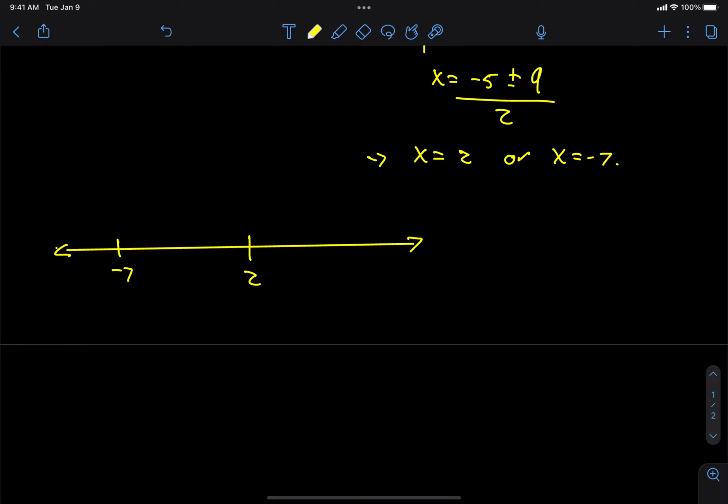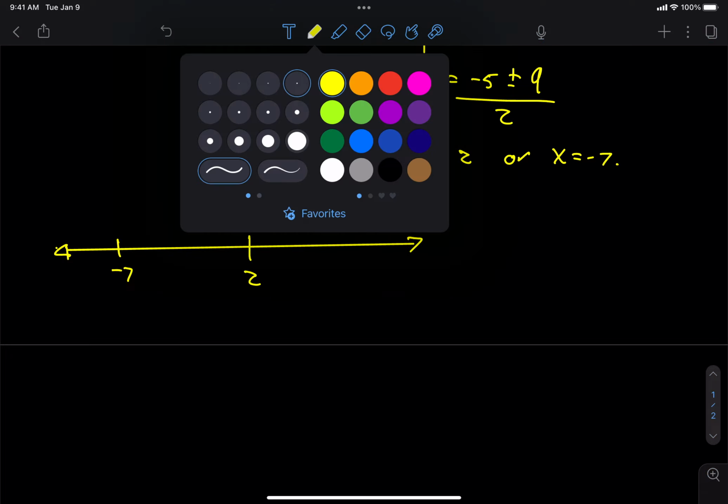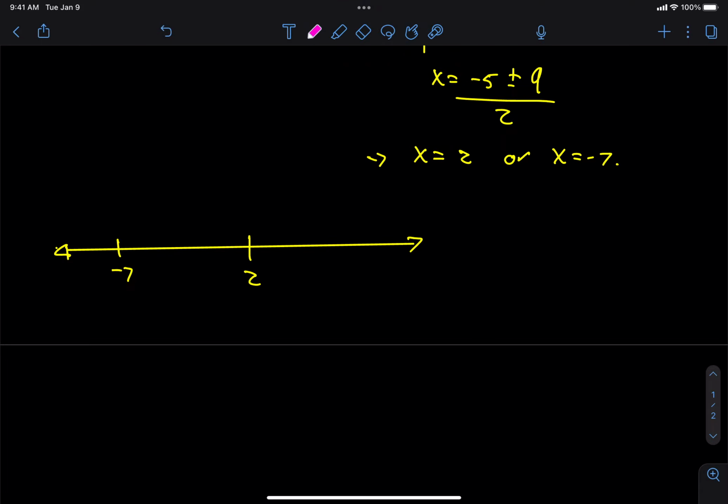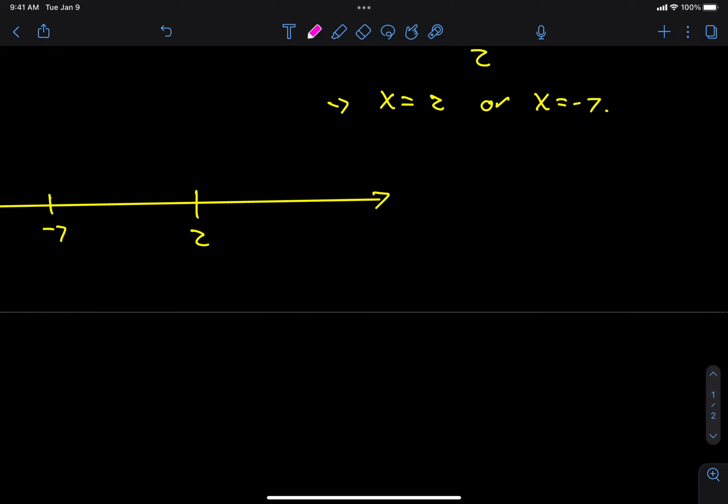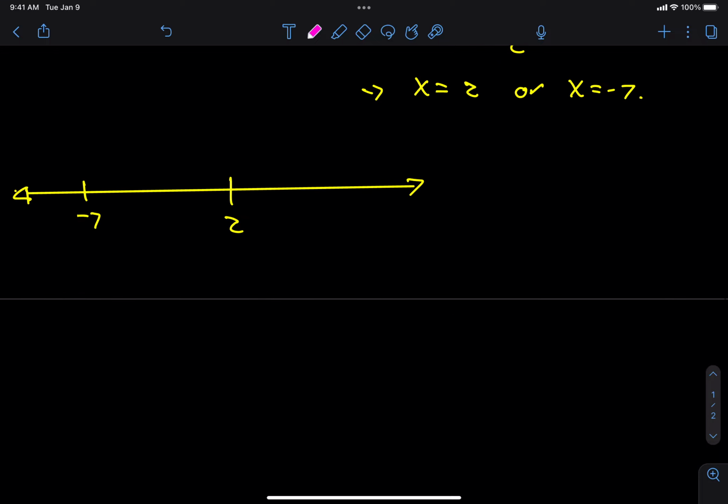Okay, and now what do I do? What am I supposed to do now using the test point method? Pick a number from each section and plug it into the original inequality. How do I know what numbers to pick? Well, it's up to you, right? You can pick whichever ones you want.